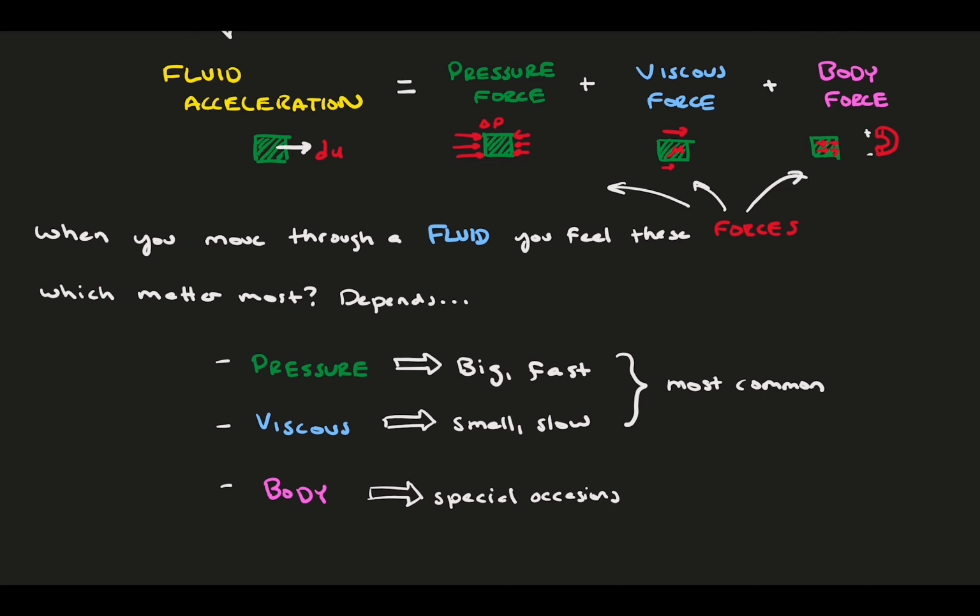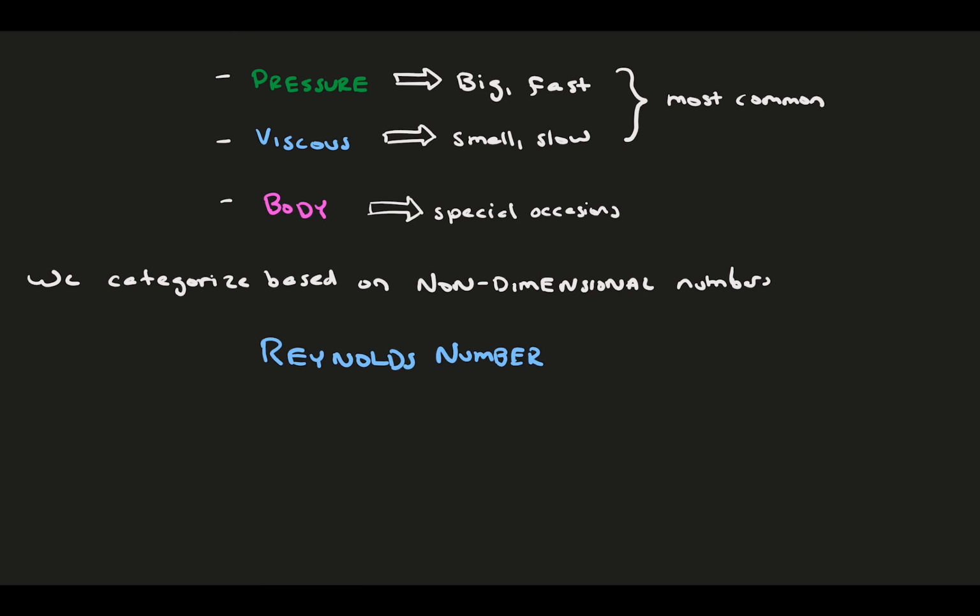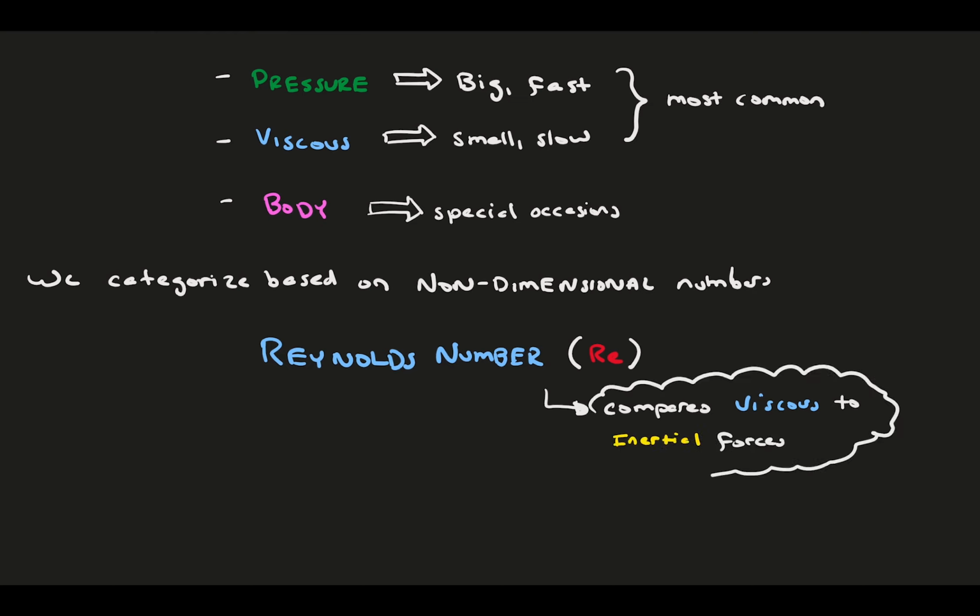To categorize our flows and define flow regimes, fluids people really love to use non-dimensional numbers. Non-dimensional numbers let us compare quantities relative to one another. One of the most popular non-dimensional numbers is the Reynolds number, which is a dimensionless ratio that compares the viscous forces and the inertial forces of the fluid. I should note that we can't dive too deeply here, but full derivations of the Navier-Stokes equations and non-dimensional numbers like the Reynolds number can be found in other videos on my channel.